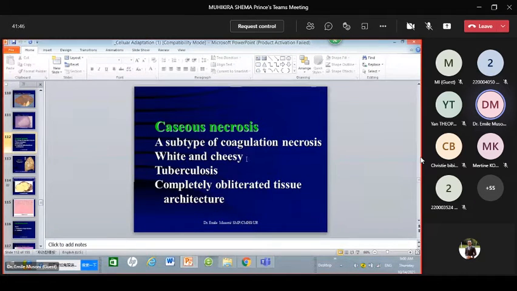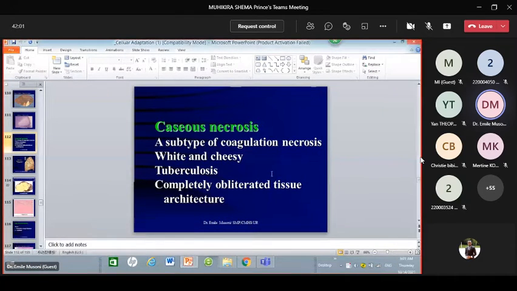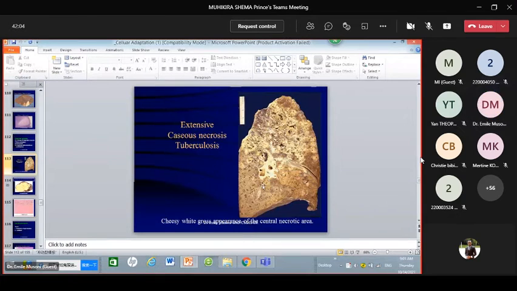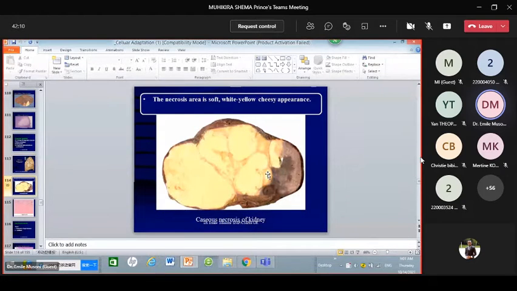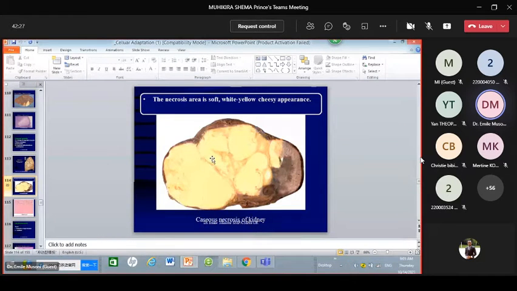You must know the subtype of coagulative necrosis, which is caseous necrosis. This one is like white cheese. It is a characteristic of tuberculosis. It is in the lung. You see this necrosis. Here it is in the kidney. This white-yellow cheese appearance is necrosis. When you see this image in your tissue, the first diagnosis must be tuberculosis.